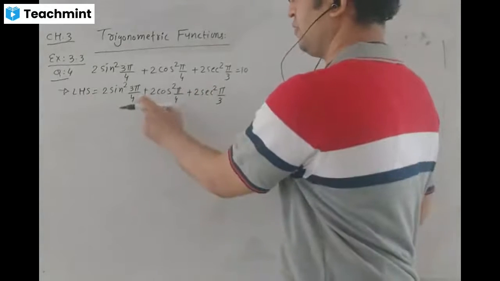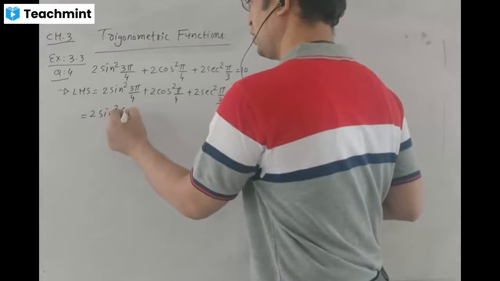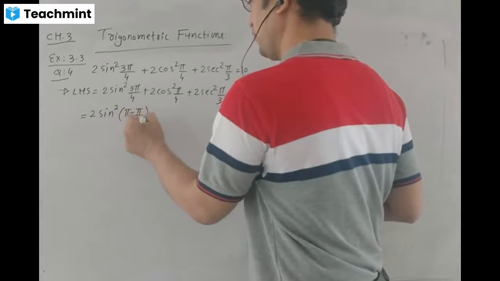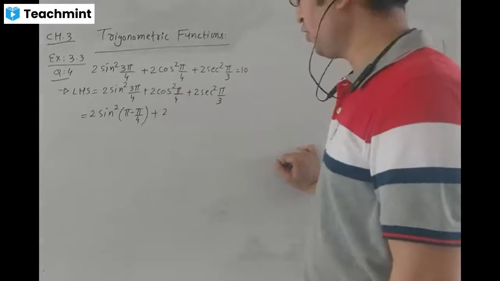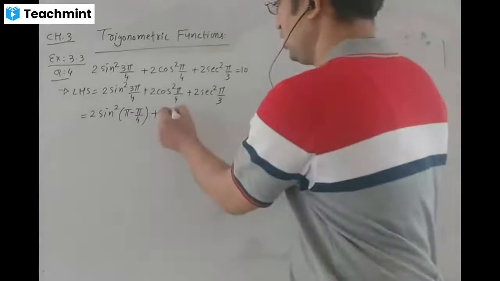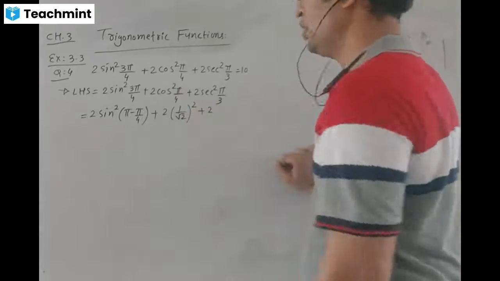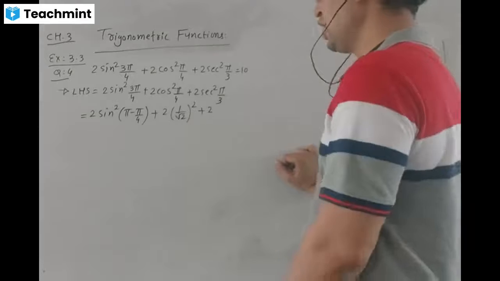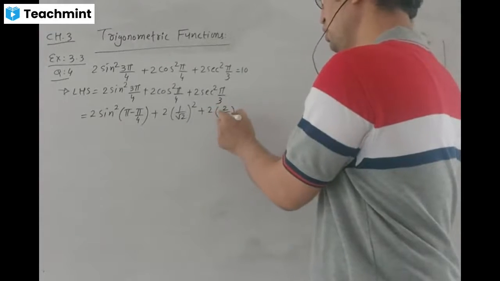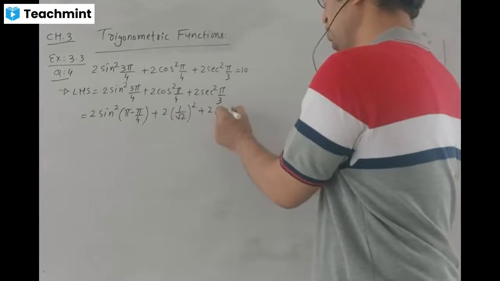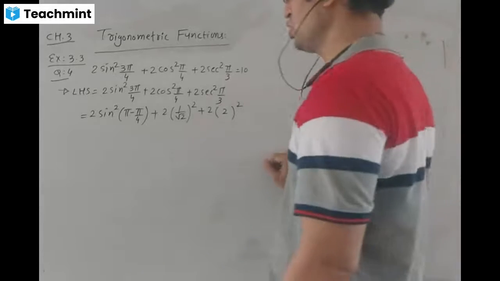So first we convert 3 pi by 4, that is pi minus pi by 4, 2 sine square pi minus pi by 4, 2 cos square pi by 4. What is the value of cos square pi by 4? Cos pi by 4 value is 1 by root 2 whole square, plus 2 sec square pi by 3. Sec pi by 3 value is 2. Sorry, sec pi by 3 value is 2 whole square.